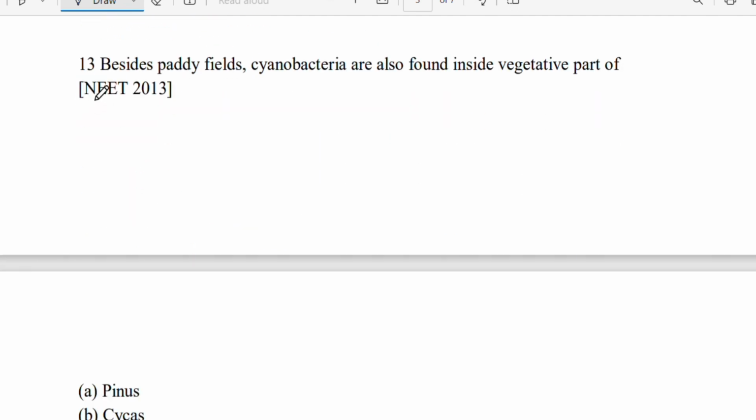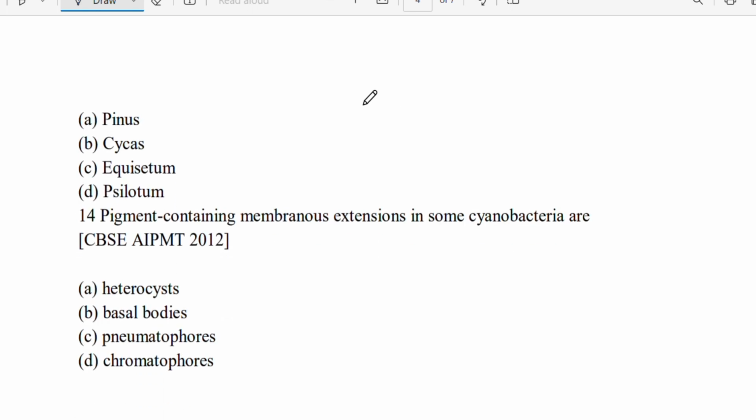Question number 13. Besides Pediphyll, cyanobacteria are also found inside the vegetative part of: option A Pinus, option B Cycas, option C Equisetum, option D Psilotum. And the correct option is option B, Cycas.